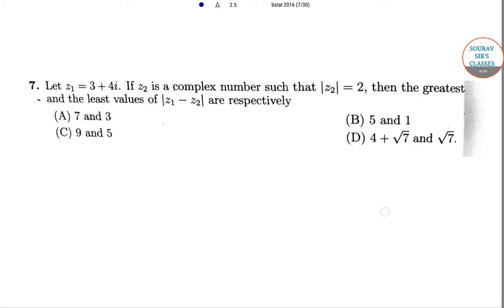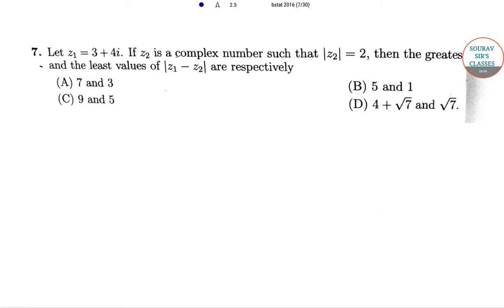Today we'll be solving the ISI B.Stat question paper of year 2016. Today we'll be solving question number 7 from the paper.